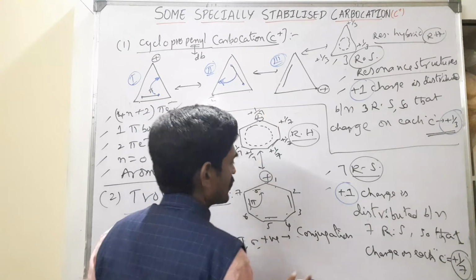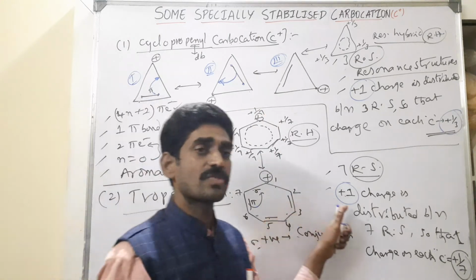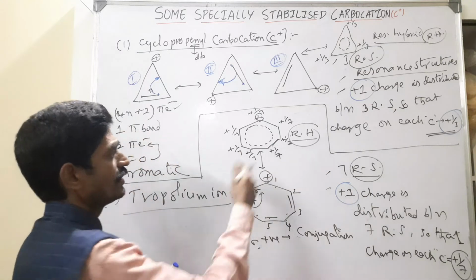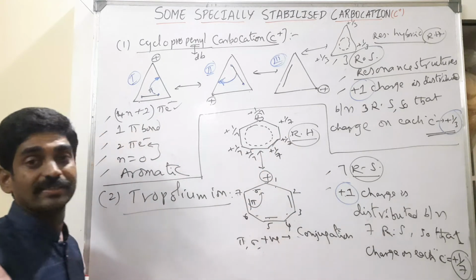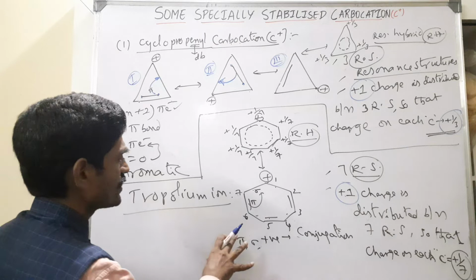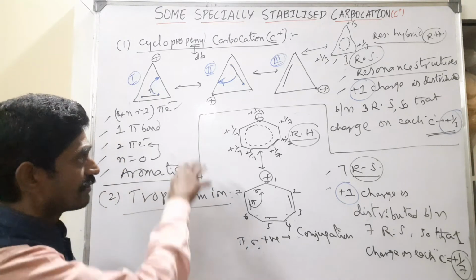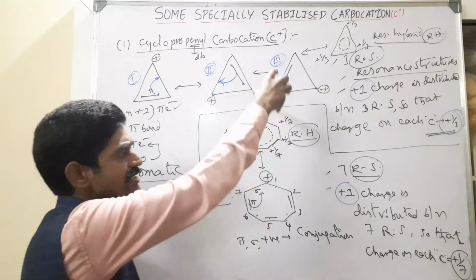So the charge is reduced from plus 1 to plus 1 by 7, so that it is easily going to be stabilized, right? So this is the stability of tropylium carbocation. Got it? Is it clear? So this is the complete explanation.